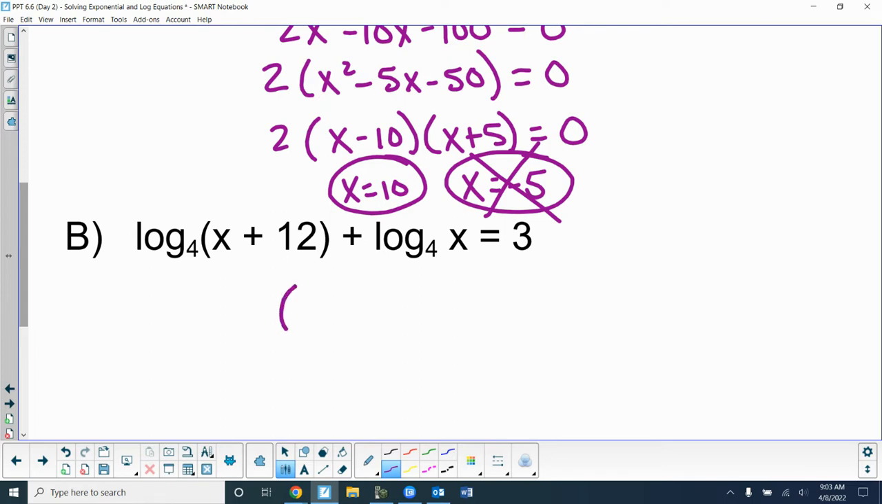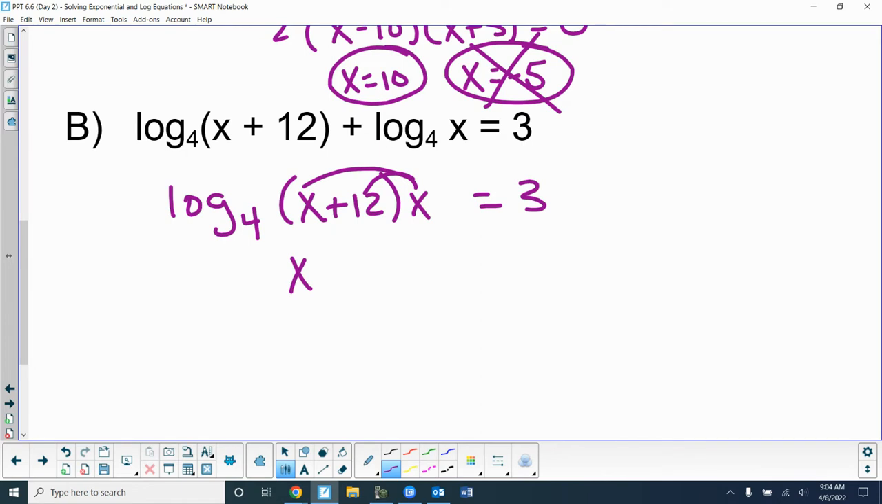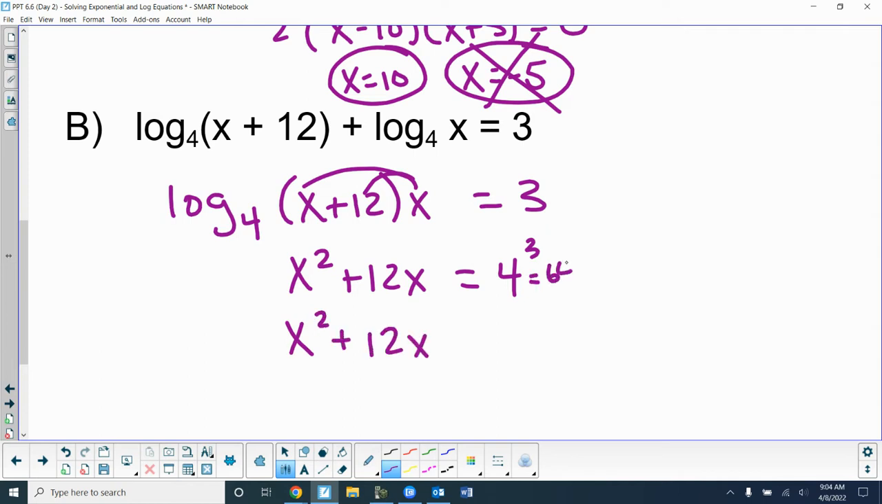So this would be x plus 12 times x equals 3. And remember, it's still log base 4. Well, now I can distribute like we did before. I'd get x squared plus 12x, and then equals 4 to the 3rd, right? When we write it exponentially. Now that 4 to the 3rd is 64, right? So I'm going to bring it over so I have it equal to 0. So that equals 64 there, so I'm going to subtract 64. So it looks like that.